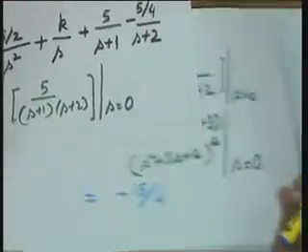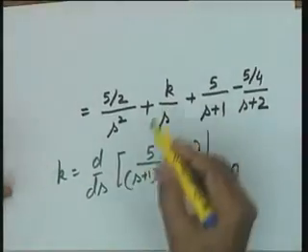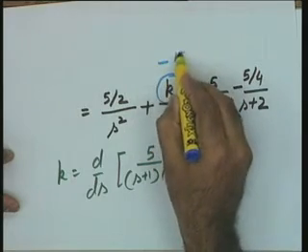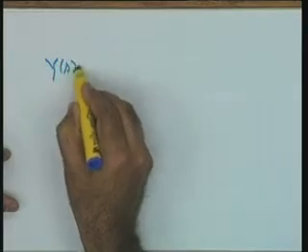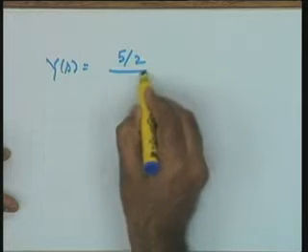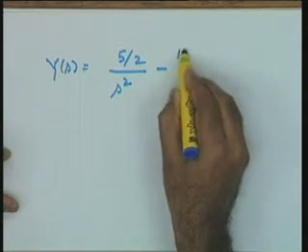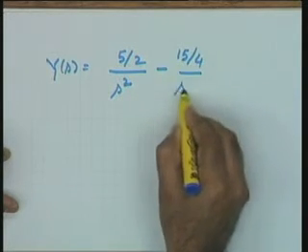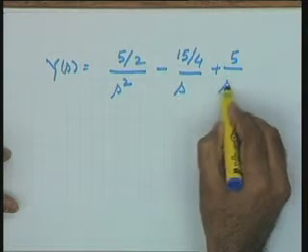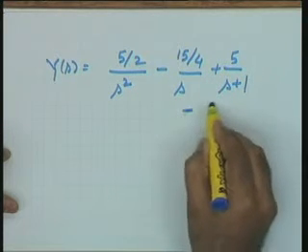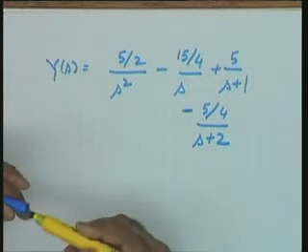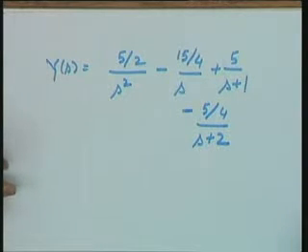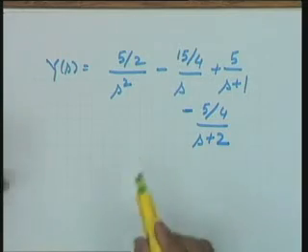So this term is now replaced by minus 15 by 4, and therefore I can rewrite the total expression: Y(s) equals 5 by 2 s squared minus 15 by 4 by s plus 5 by (s plus 1) minus 5 by 4 divided by (s plus 2). This becomes the partial fraction expansion for this case when the system is excited by a ramp input.